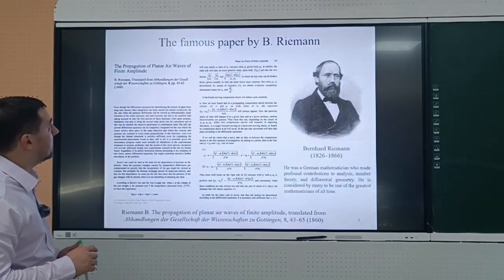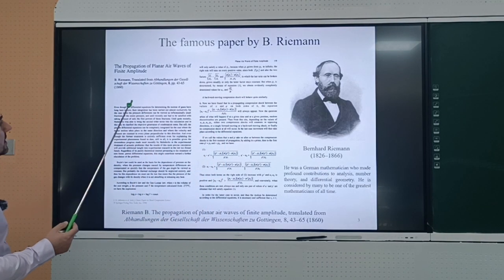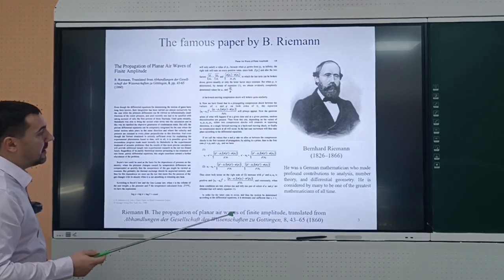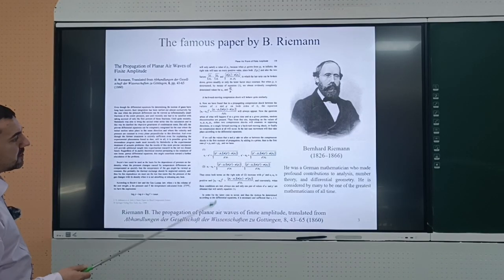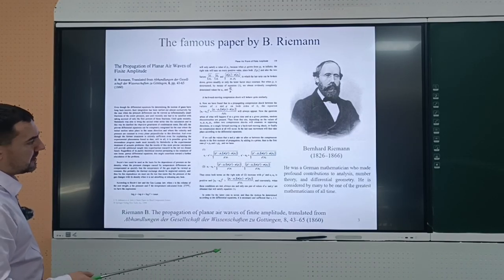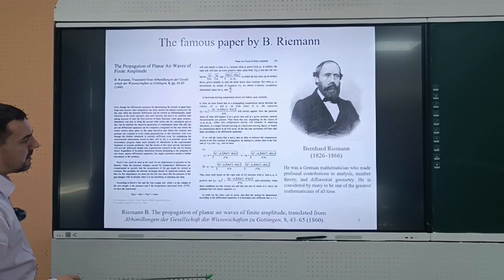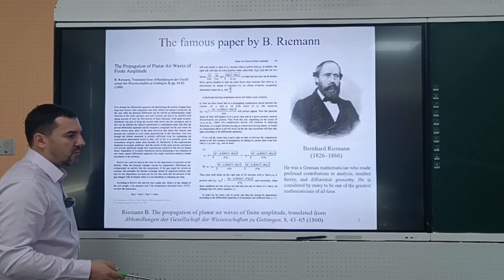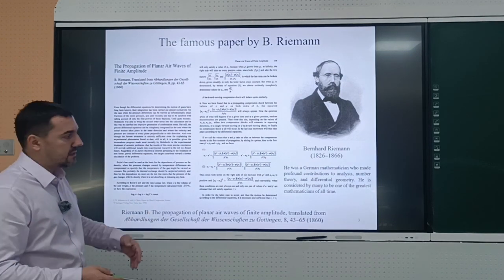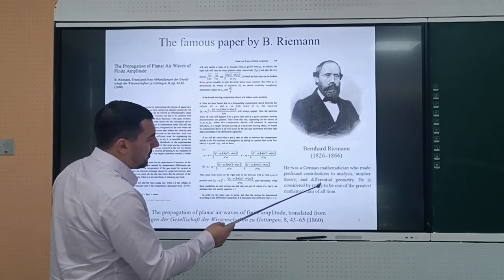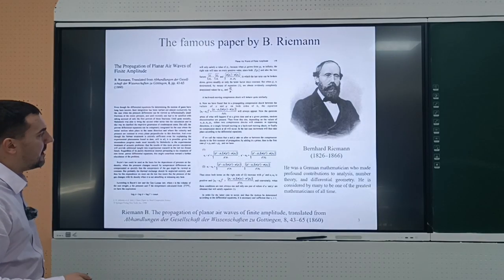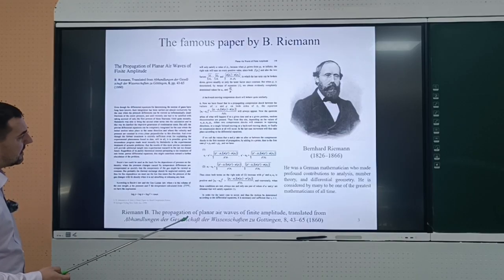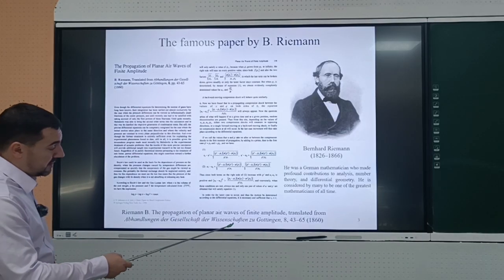Some historical remark. Why is it called the Riemann problem? There's the famous paper by Bernhard Riemann. He was a German mathematician. Actually, he died just at the age of 40, but made profound contributions to analysis, number theory, and differential geometry. You may know Riemann surfaces from complex analysis, and he is considered by many to be one of the greatest mathematicians of all time. And this is his famous paper published in 1860 in German.